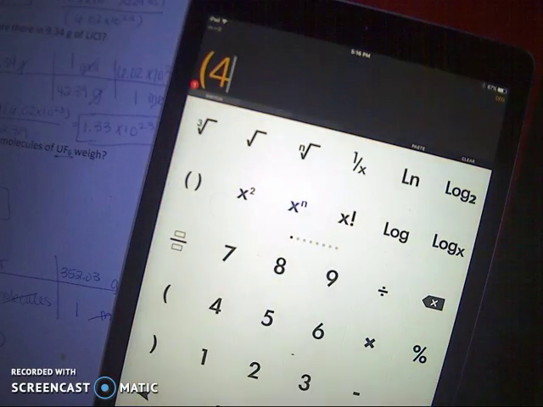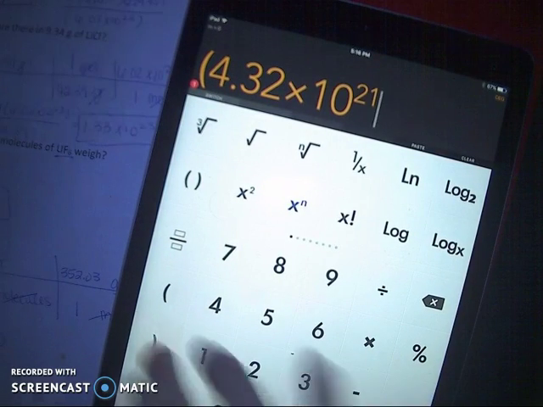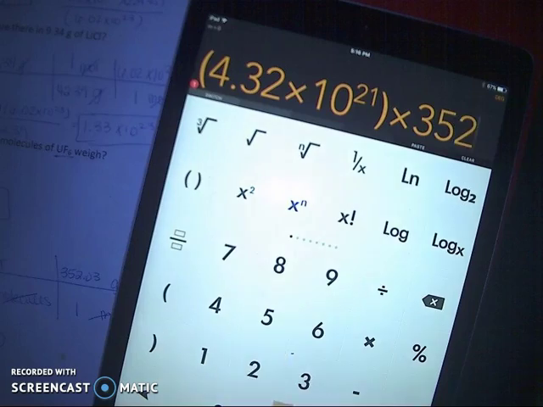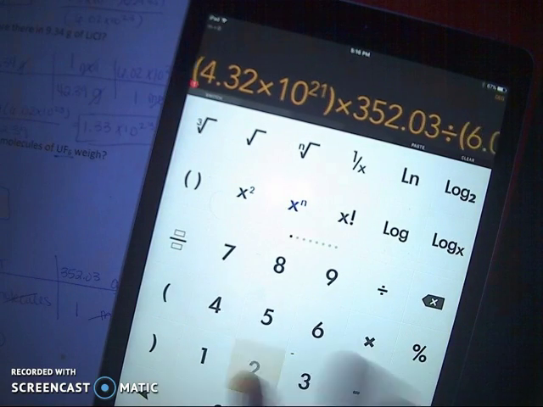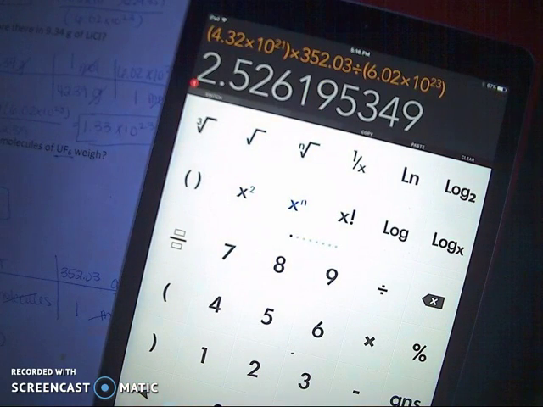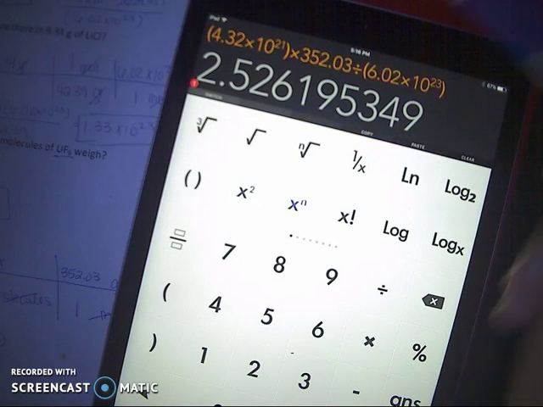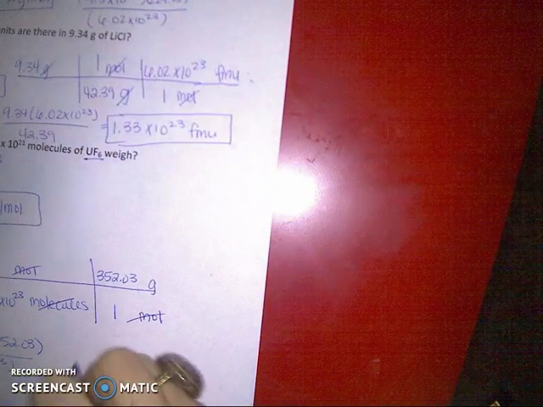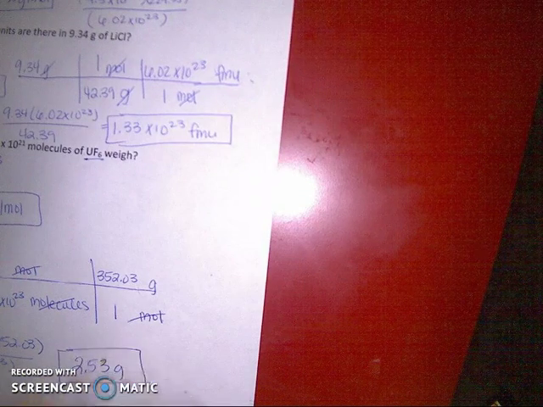So I've got 4.3 times 10 to the 21st times 352.03. I'm going to divide that by Avogadro's number. And I see that it comes out to be 2.526. We look at the third to see if we round up or down. 6 is bigger than 5, so we round up. So we're left with 2.53 grams. Box it in, and then you're done.